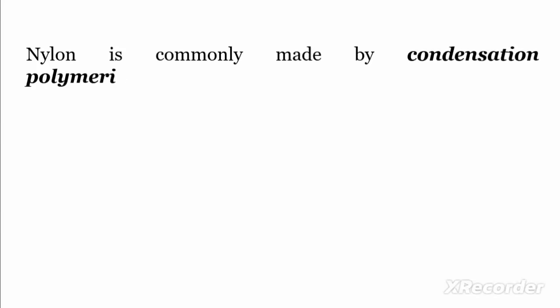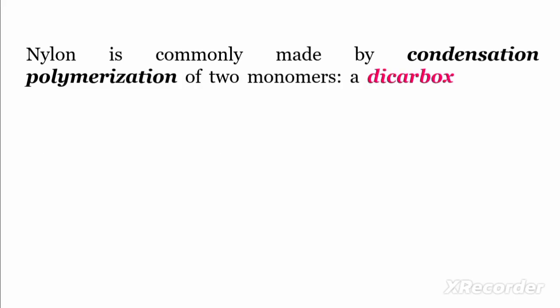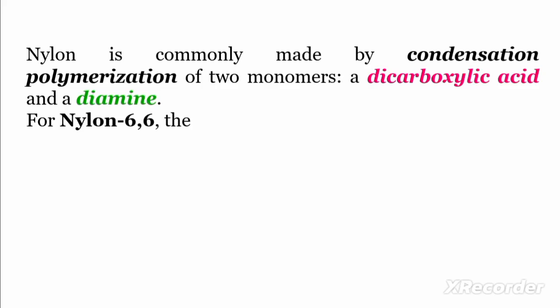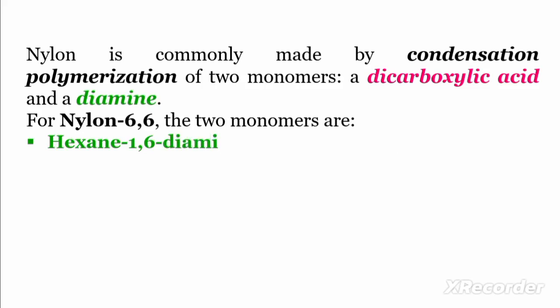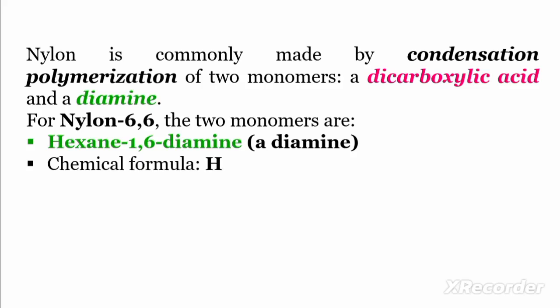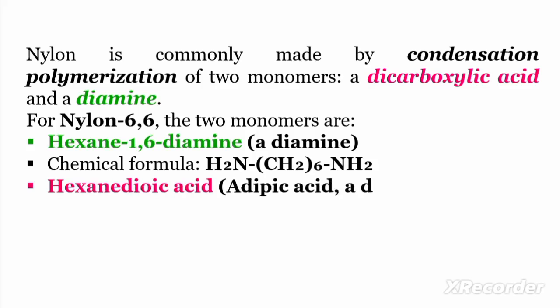Nylon is commonly made by condensation polymerization of two monomers, dicarboxylic acid and diamine. For nylon 6,6, the two monomers are hexane-1,6-diamine. The chemical formula is H2N, then we have (CH2)6, H2N.